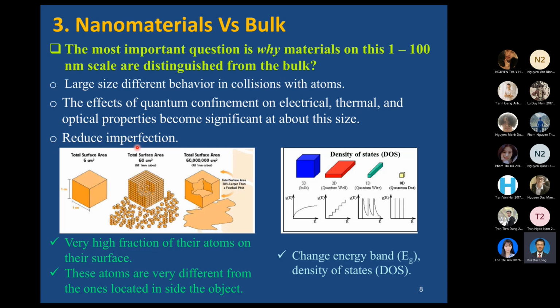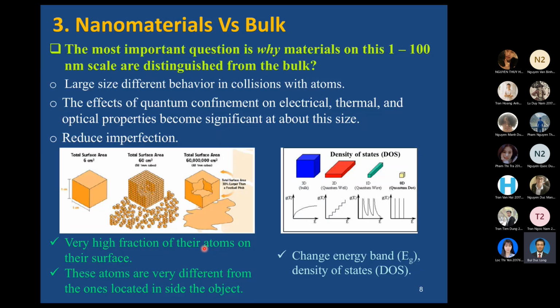And you also have to know that the nanoparticle has a very high fraction of atoms on its surface. It means the number of free atoms on the surface of a nanoparticle will be much larger compared to a bulk particle. So that also makes nanoparticle a very active powder.